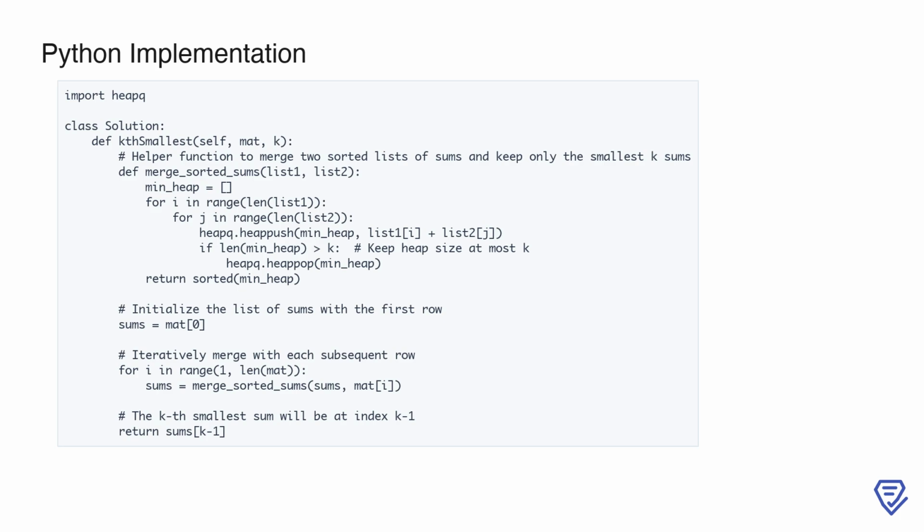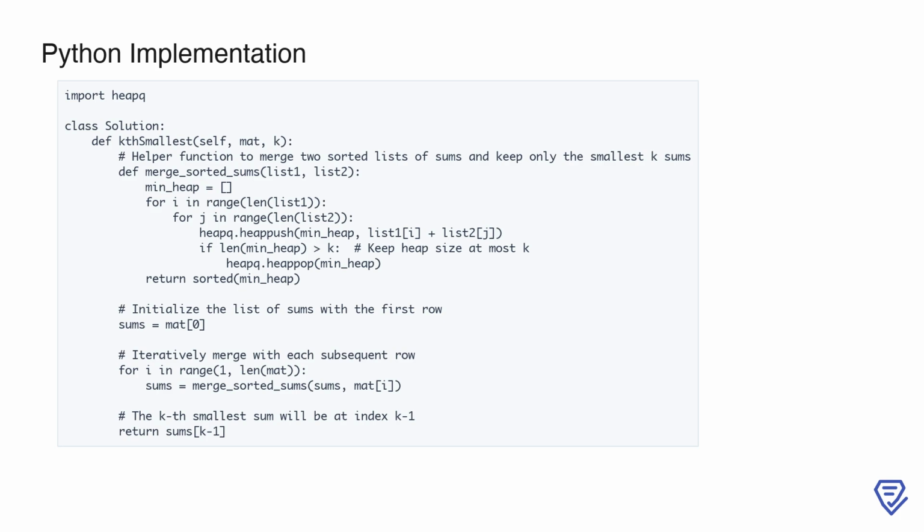4. For initialization, the sums list is initialized to the first row of the matrix, as these are the only sums possible by selecting one element from the first row. 5. Iterative merging. For each subsequent row in the matrix, the current sums list is merged with the row using the merge_sorted_sums function. This efficiently narrows down the possible sums to the smallest k at each step. 6. Final result. After processing all rows, the kth smallest sum is retrieved from the sums list at index k-1 due to zero-based indexing and returned.